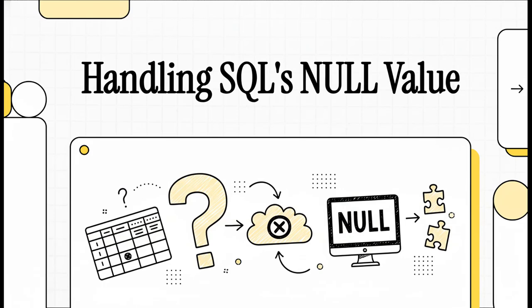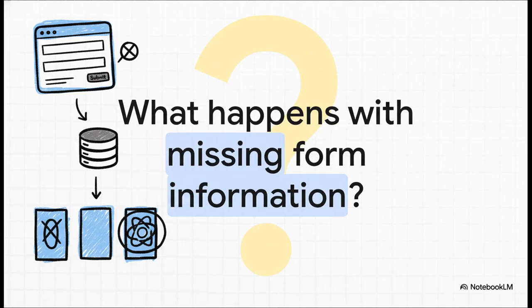So what happens when information is just missing? In any data set you're ever going to look at, you're going to find gaps. Today, we're going to demystify the single most common and honestly the most misunderstood way that databases handle the unknown, the null value.